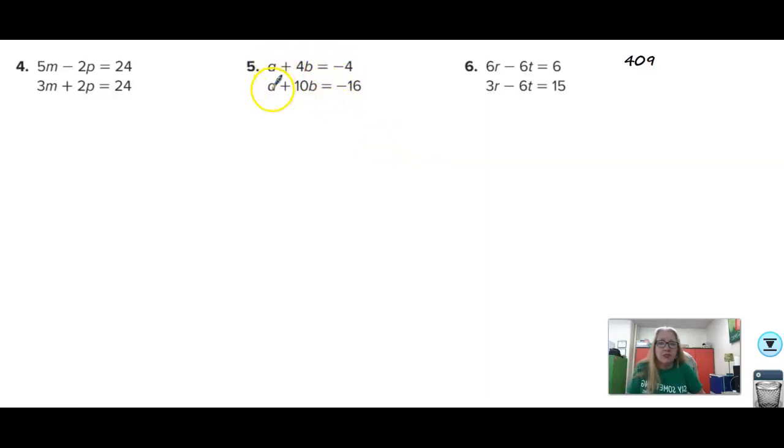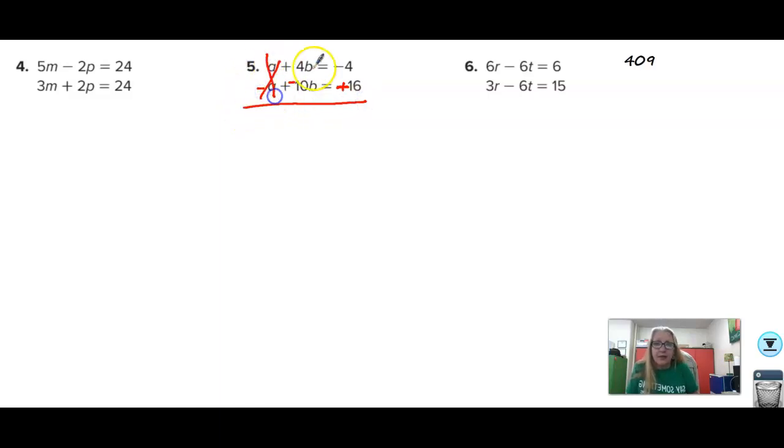I have these two a's that I can get to drop out, but they're both positive right now. So what I do is I go through and I change the sign of every term in one of the equations. So say I'm going to subtract this bottom one from the top one. What that does is it makes every sign different. So this is a negative a, this is a negative 10b, and this is a positive 16. Now I could just add them together.